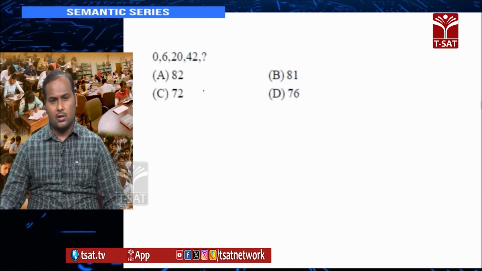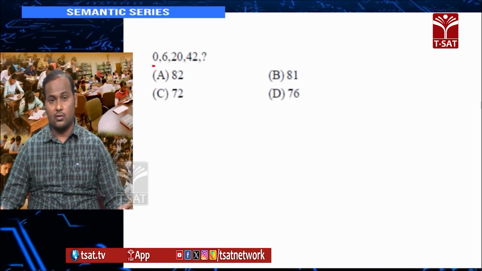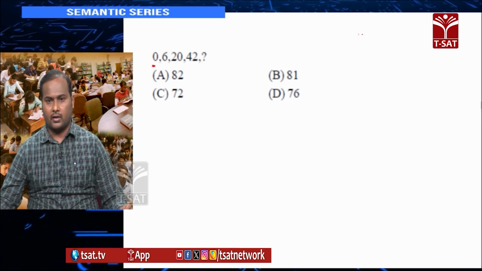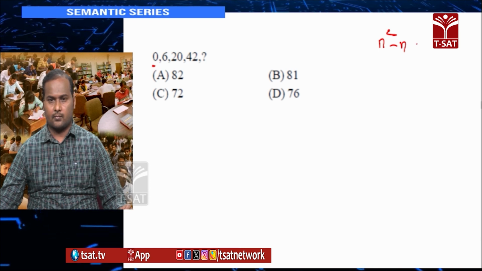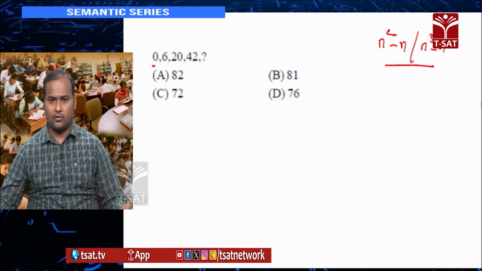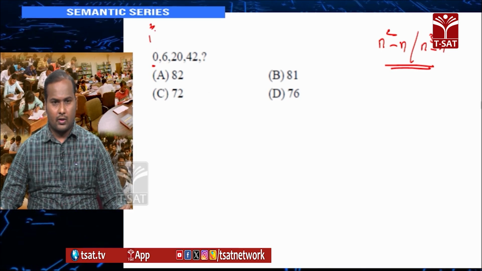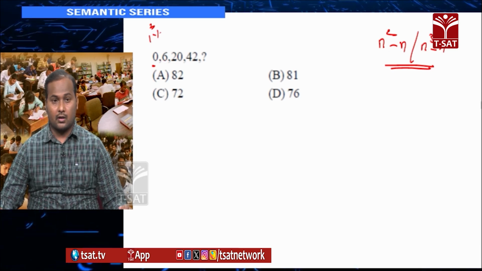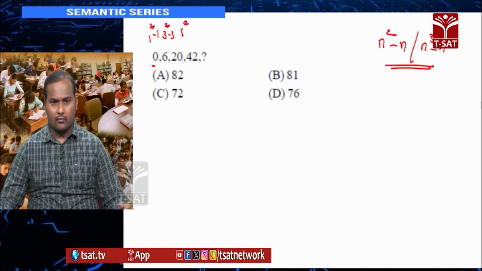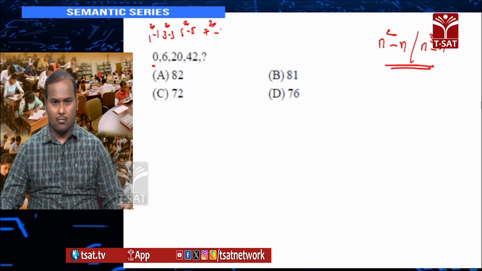See, in this question, it starts with 0. This is the clue for me. Whenever any question starts with 0, generally, I am talking about generally, not in specific cases. Generally, it is in the format of either n square minus n or n cube minus n. It is generally. So, this format he will follow in the SSC exam. So, I can write 0 like 1 square minus 1. 6, I can write like 3 square minus 3. 20, 5 square minus 5. 42, 7 square minus 7.